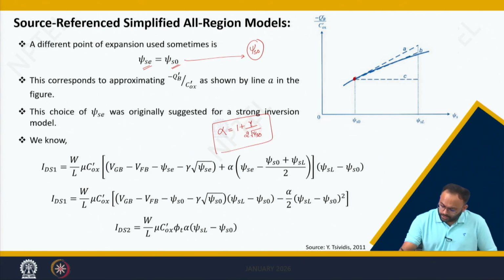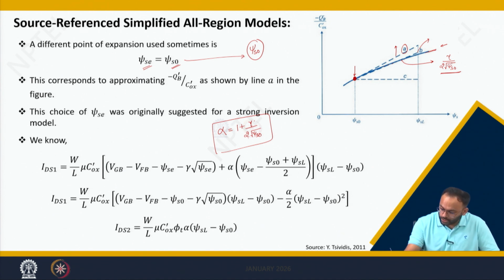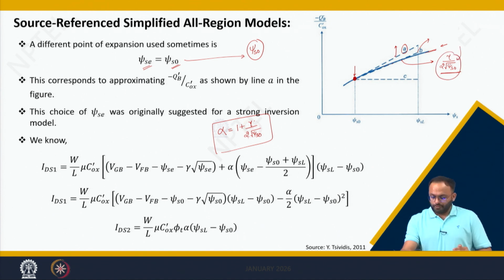Correct? This is the point around which we linearize, and this quantity, gamma divided by 2 times root psi s0, tells about the slope. So if you are choosing this point for linearization, it matters what line you are choosing here. If you choose line A, then it is not predicting accurately this actual behavior. So this was the actual line, and this is the linearized line. So you need to choose the slope accordingly. The slope matters for getting a good approximation of the linearized model.